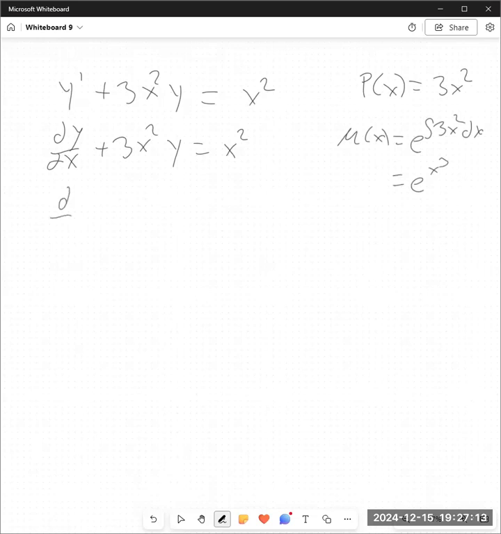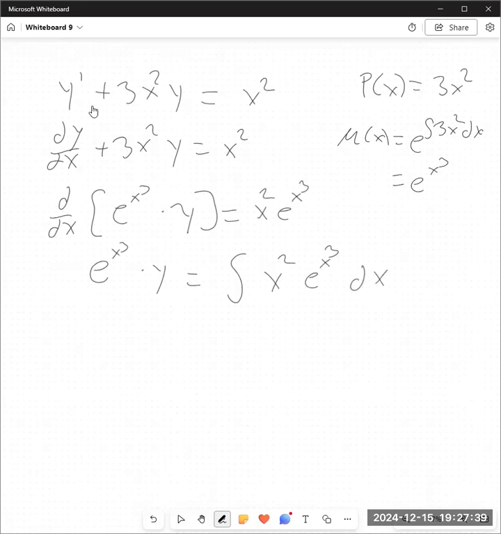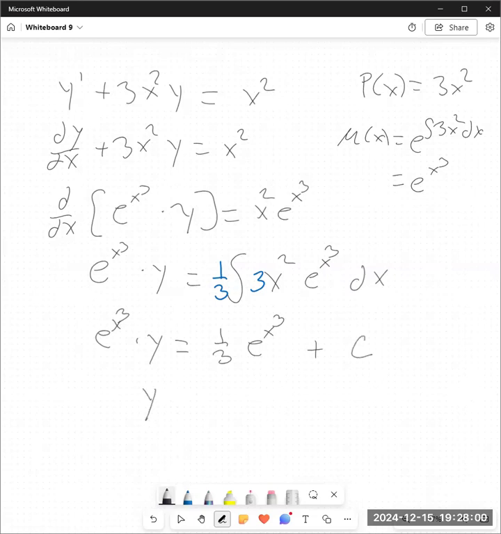And so this is going to be d/dx of e to the x cubed times y is equal to x squared e to the x cubed. So e to the x cubed times y is equal to the integral of x squared e to the x cubed dx. I'm going to multiply by 3 and 1/3, since u is equal to x cubed, and the derivative of x cubed is 3x squared. So e to the x cubed times y is equal to 1/3 e to the x cubed plus c. So y is equal to 1/3 plus c e to the negative x cubed. When I divide by e to the x cubed, that's going to bring it up as a negative exponent like that.